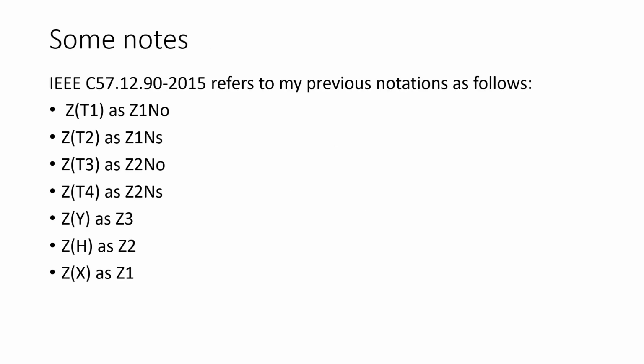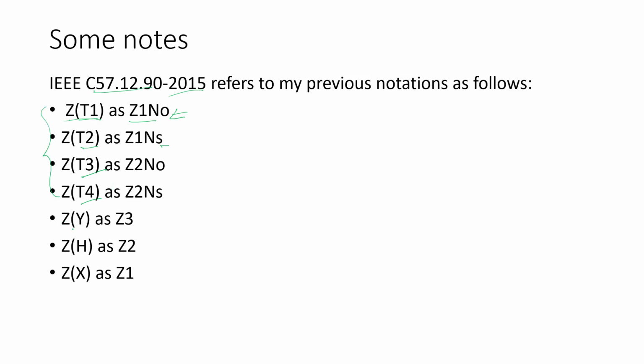So just be aware that IEC or IEEE 57.1290-2015 refers to my previous notation as follows. What I call ZT1, they call Z1 and O. Basically, it's open, because if you remember, we shorted one side and applied voltage. The other side was open. For simplification, I call them T1, T2. So just be aware of these notations. They mean the same thing.